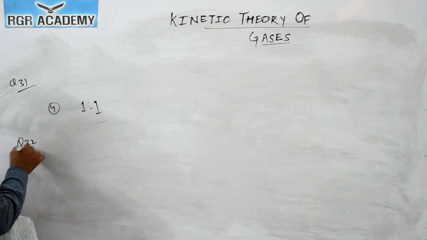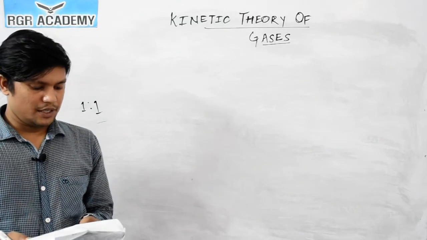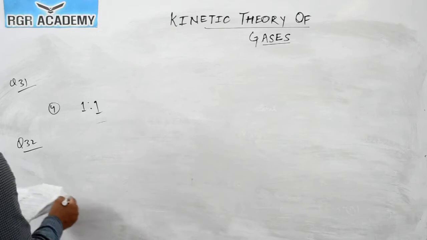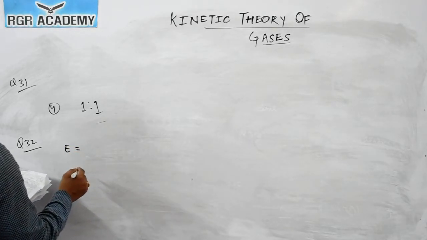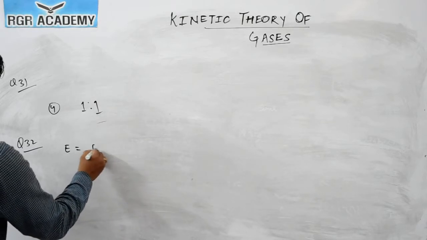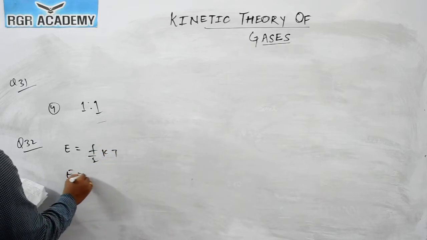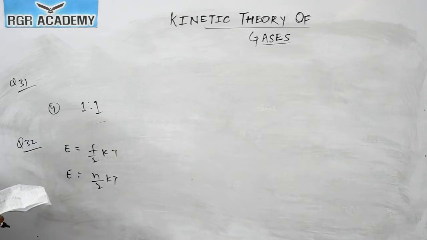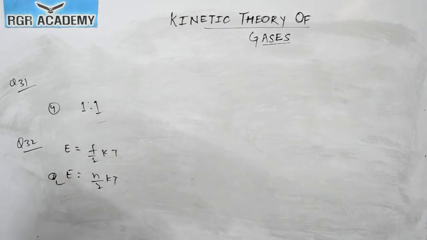Now question number 32. A polyatomic gas with n degrees of freedom has mean energy per molecule given by, so we know that mean energy per molecule is given by E, where N is the Avogadro number and n is the degree of freedom. So it is given by F by 2 kT. F is given as n, so the answer will be n by 2 kT. That is given in option number 2. So option number 2 is correct.